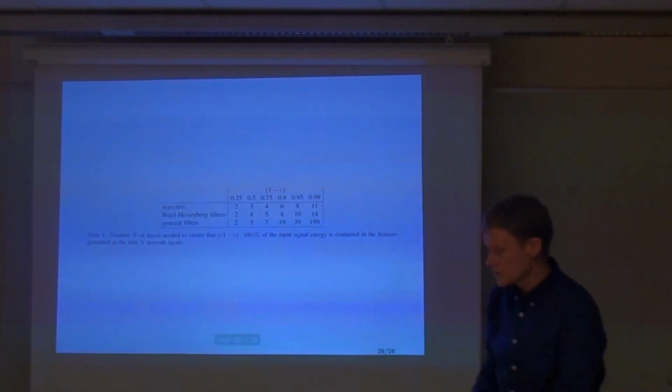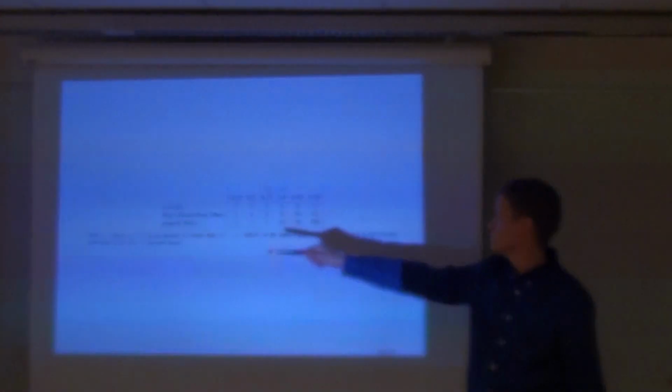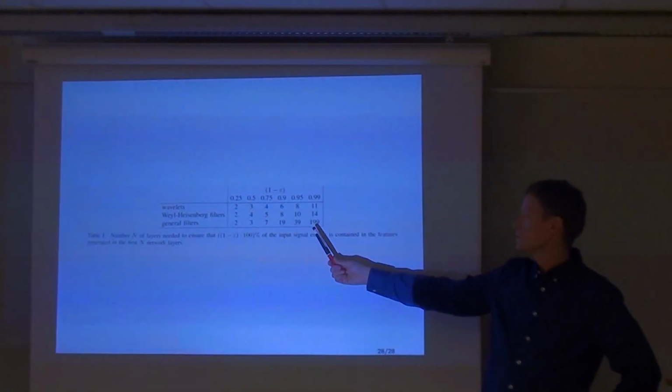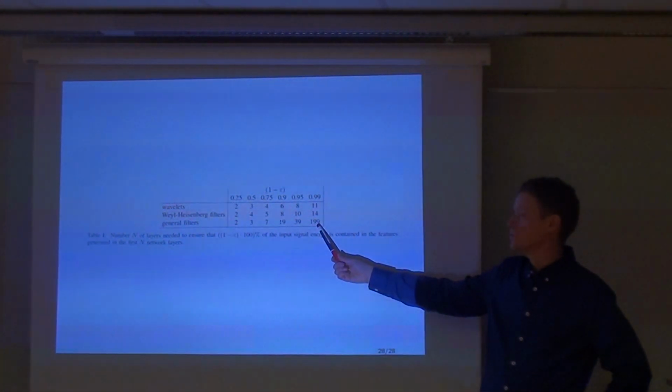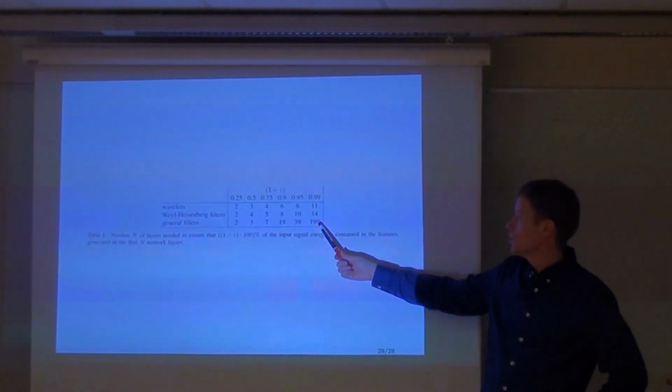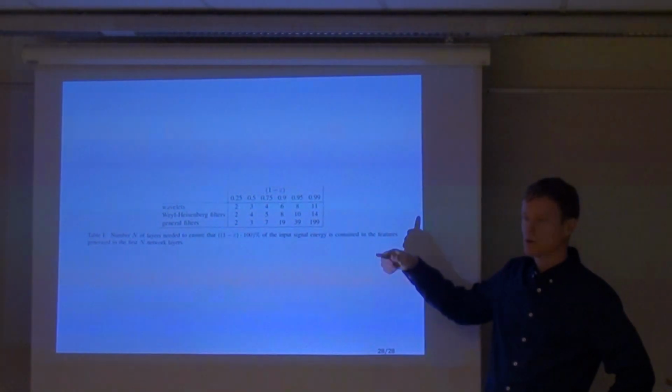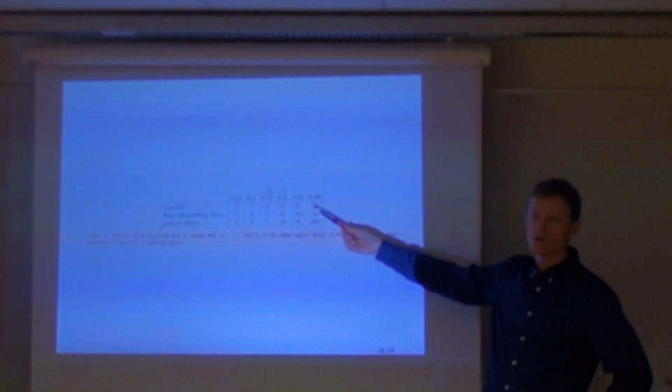And then as examples, they have, in general, if you want to preserve 99% of the energy, in full generality you need 200 layers. But then you can select special classes of filters so that you only need 11 layers or 14 layers.